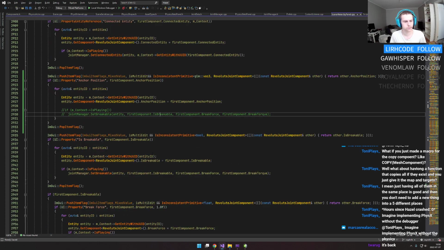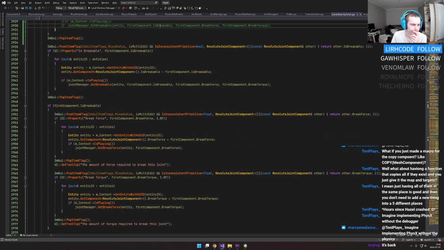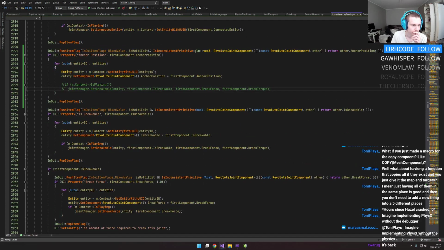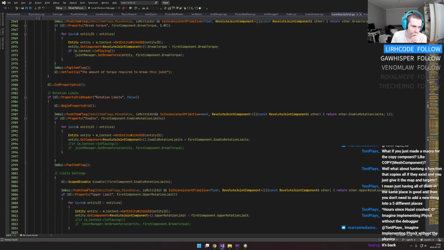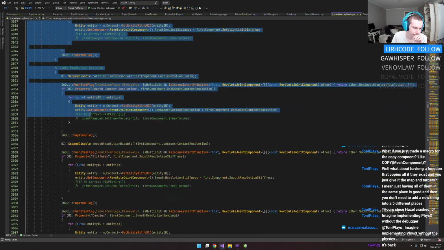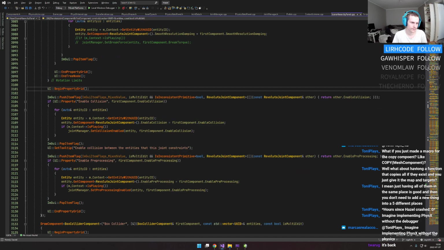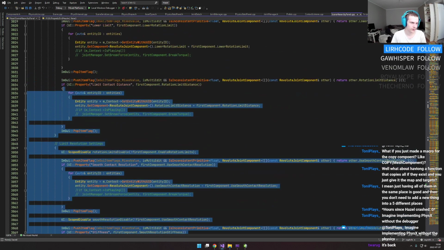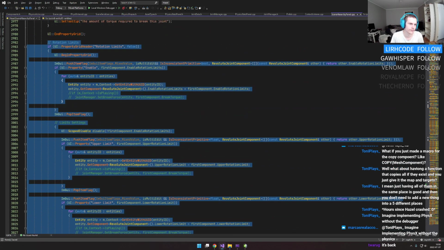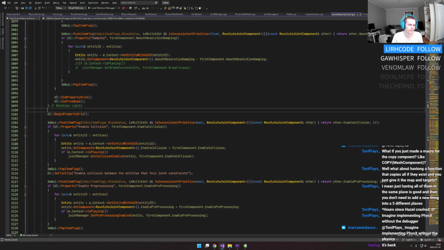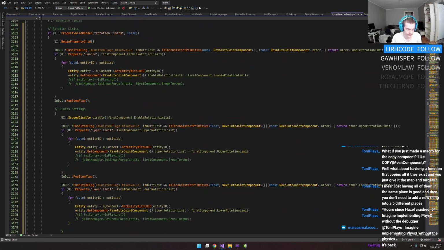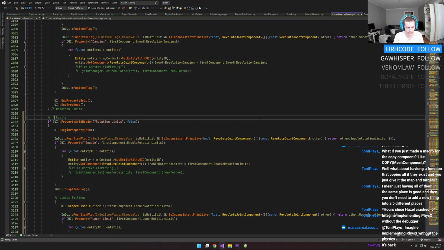Okay. Let's do the same kind of thing we did with this. The rotational limits. Yeah, we can just copy this entire thing, motor settings.